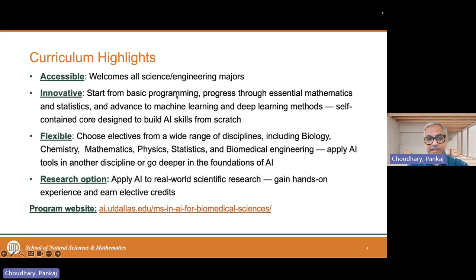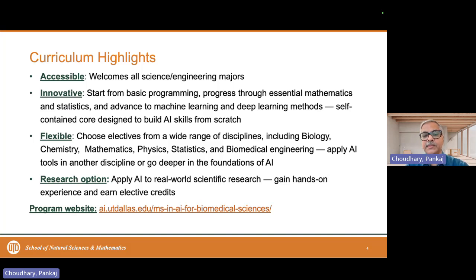So in the curriculum, we start from basic programming, like I mentioned before. You progress through essential mathematics and statistics that is needed, and then you advance to machine learning and deep learning methods. So the curriculum is self-contained, and because we designed the curriculum from scratch, there are several new courses that have been developed specifically for this program.